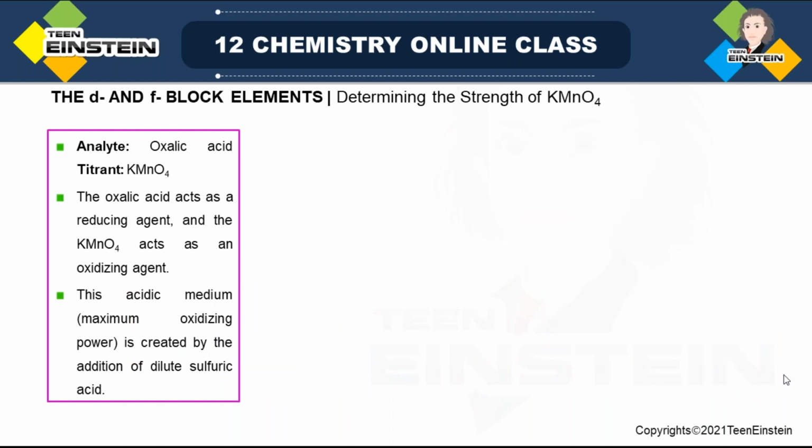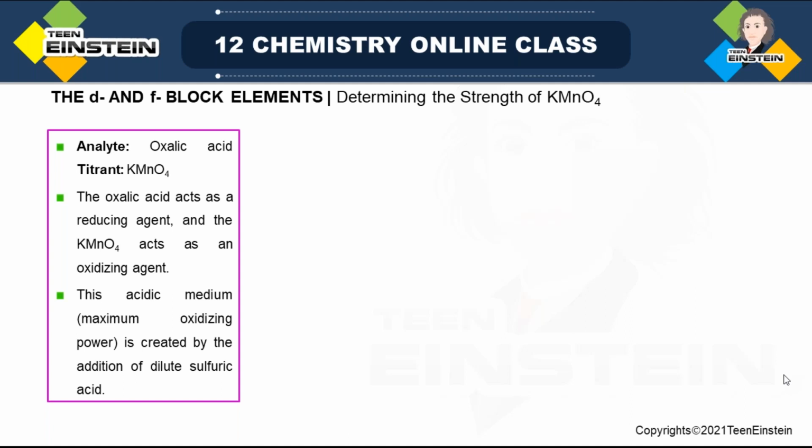Now the KMnO4 that we have used in the previous slide, its concentration is known, but how will we know its concentration, because it is not a primary standard. Primary standard means there are some reagents whose concentration remains the same with time, but there are some reagents, suppose you are preparing this, if it is not freshly prepared, that is if you keep it for a long time, its concentration will change with time.